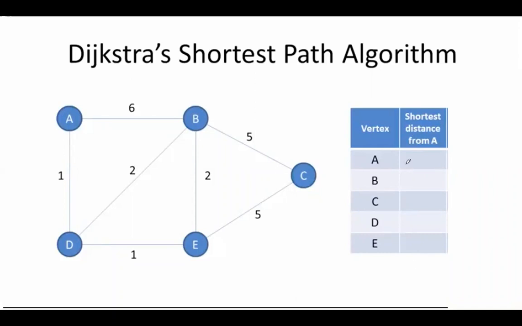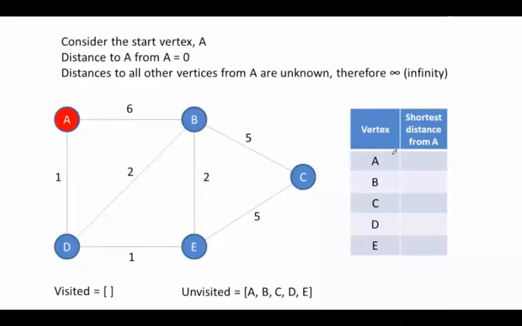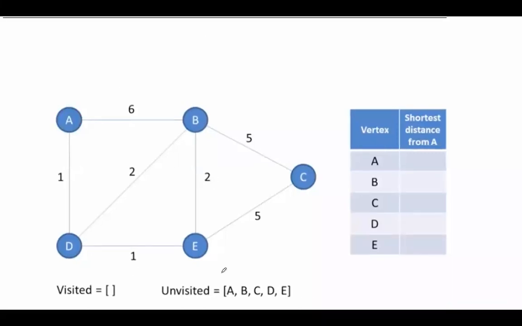First, maintain a table where we list all the vertices and their shortest distance from A. From A we will be starting, so we write down the shortest distance to all other vertices. And we need two arrays, one visited and another unvisited. This is the initial condition. We have not yet visited any vertices, so all are unvisited.